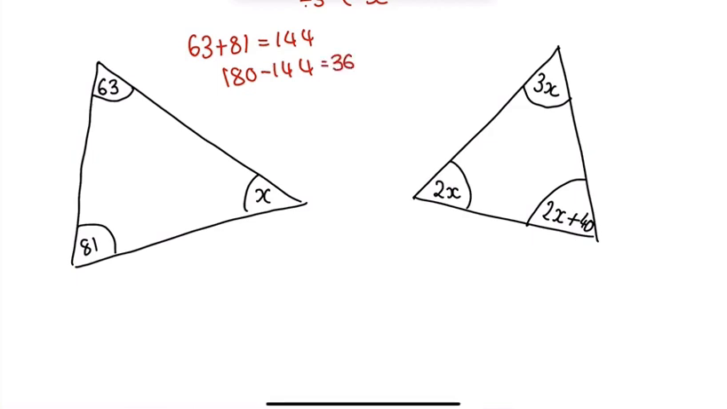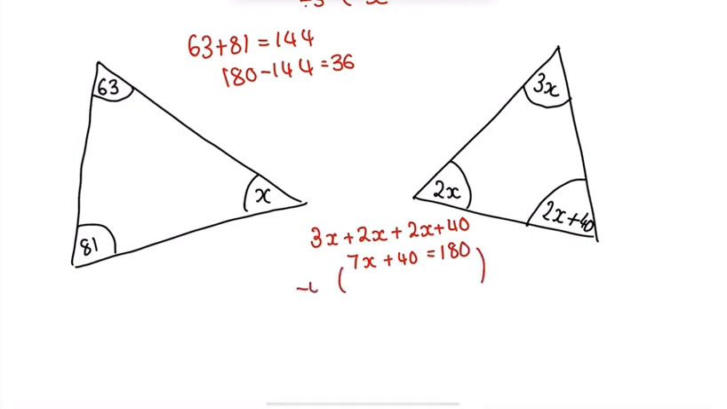Now for the second one, you're going to have to create and solve an equation. So you've got the angles of 3x, 2x, and 2x plus 40. So we're going to simplify that down. I've got 3x plus 2x, which is 5x. Add another 2x is 7x. And then I've got that 40 left. Now I know this has to add up to 180. So I've set that equal, and now I'm going to solve it.